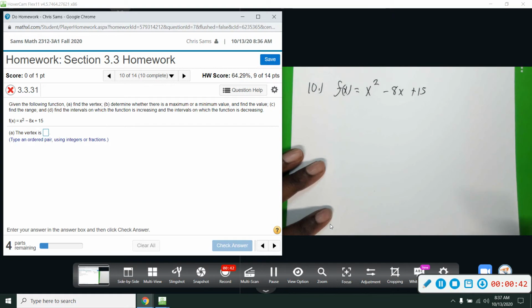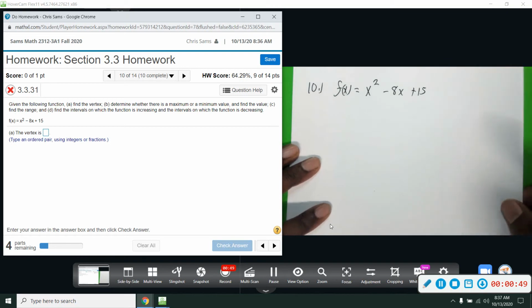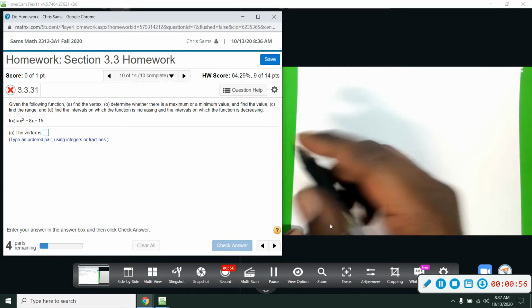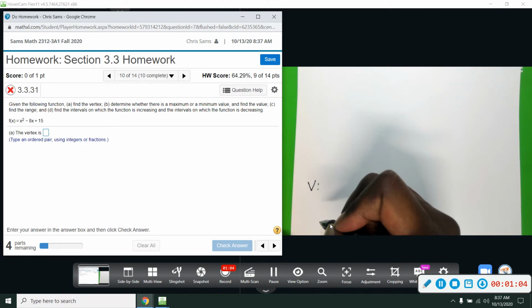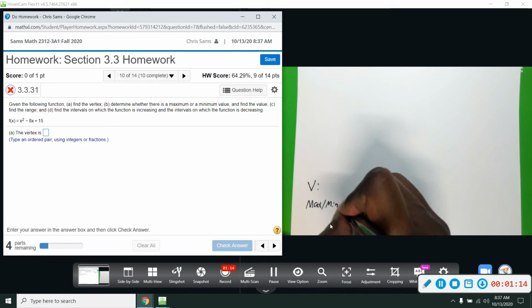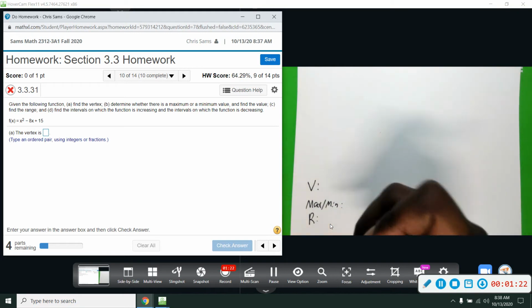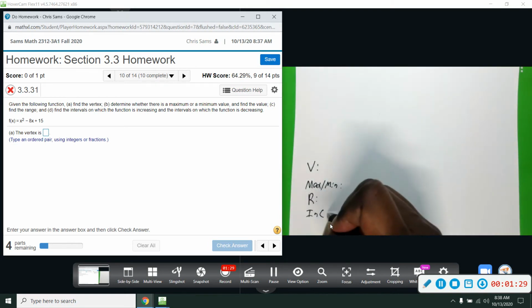Okay. Now, we can answer a couple of these, or maybe one of these now. So down here, we want to find the vertex. I'm going to say B. The vertex, we want to find if there's a max or min, and find the value. We want the range. We want increasing, decreasing. Just writing this at the bottom. Most of our work is going to end up down here.